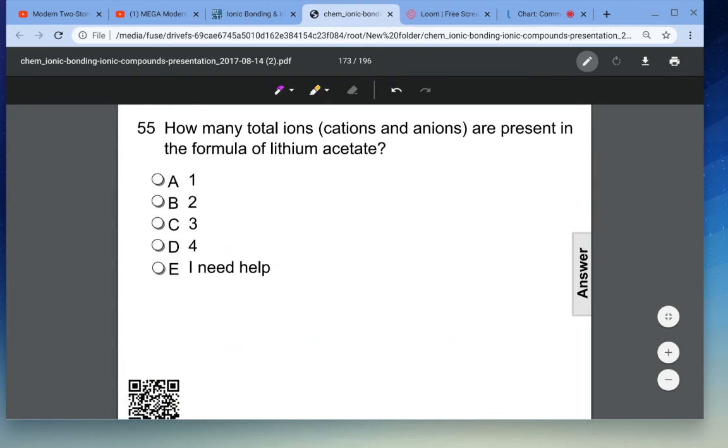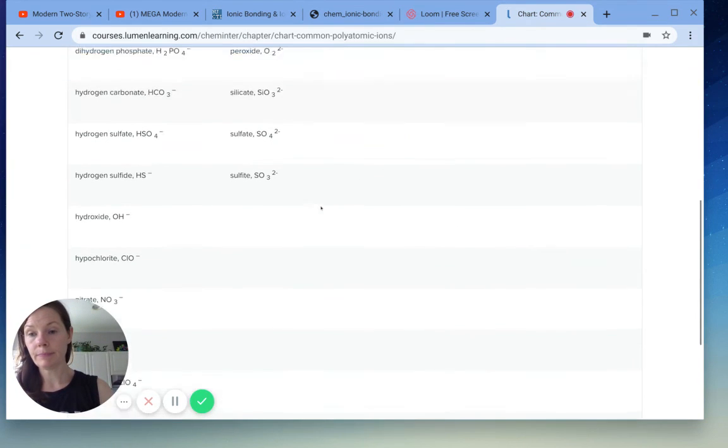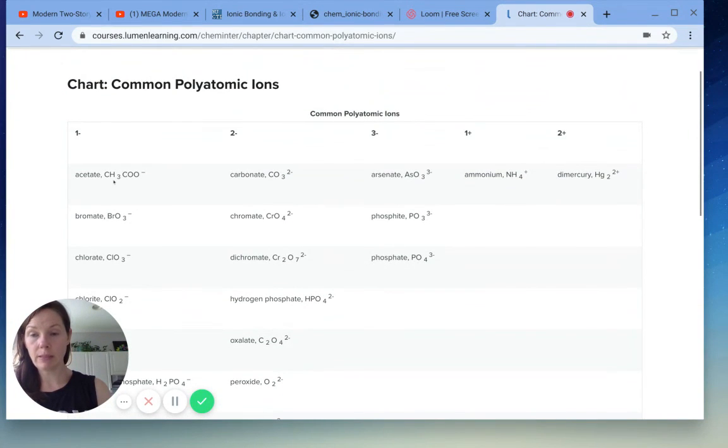Okay, how many total ions? I want to know total cations and anions present in the formula lithium acetate. So first, let's get the formula for lithium acetate. Li is in group 1. That's a +1. Acetate, I'll just go to my chart. Acetate is up here. CH3COO. And it has a -1.